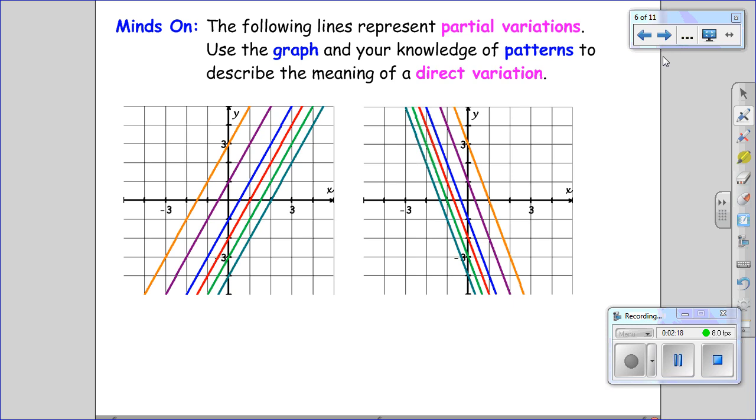All of these lines here, they're all different. The slopes are positive slants. It looks like all of these actually have the same slope. The lines on the left and the lines on the right do not have the same slope, but they're all partial variations. So again, it's got nothing to do with the fact that the slopes could be the same. It's got to do with something else.